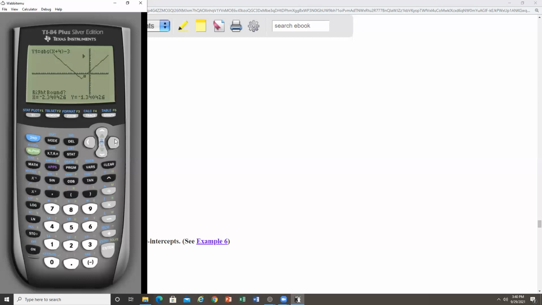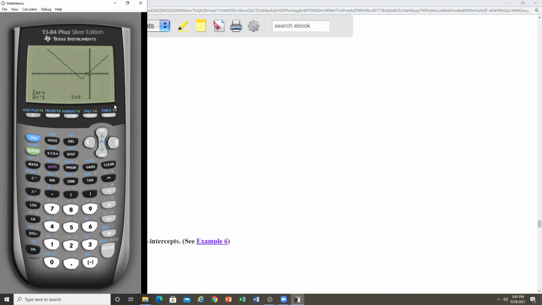Hit enter. Now a right bound is going to have us bringing that cursor a little bit above the x-axis so that it's to the right of that x-intercept. Hit enter. Hit enter again, and your other x-intercept is -1, 0. That's the other one we found algebraically.